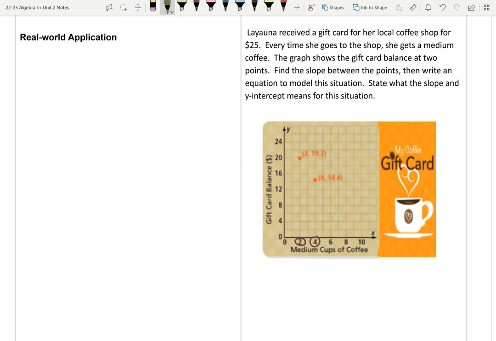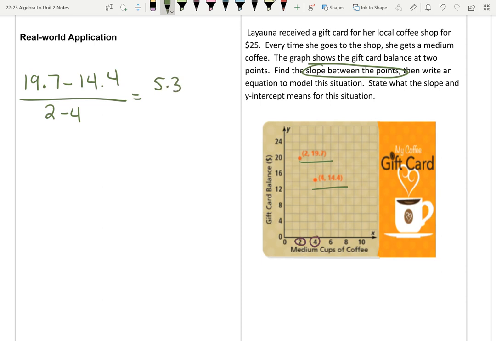So the first thing I want to do is find the slope between the 2 points. So we're given our 2 points here, so I'm just going to use that formula that we just used above. So I'm going to subtract my y's, so 19.7 minus 14.4, and then I subtract the x's on the bottom, so 2 minus 4. So this would give me 5.3 on the top, and then -2 on the bottom.